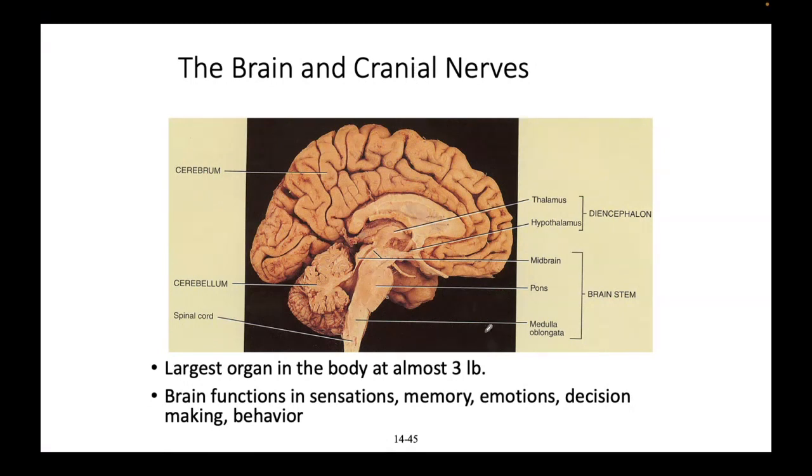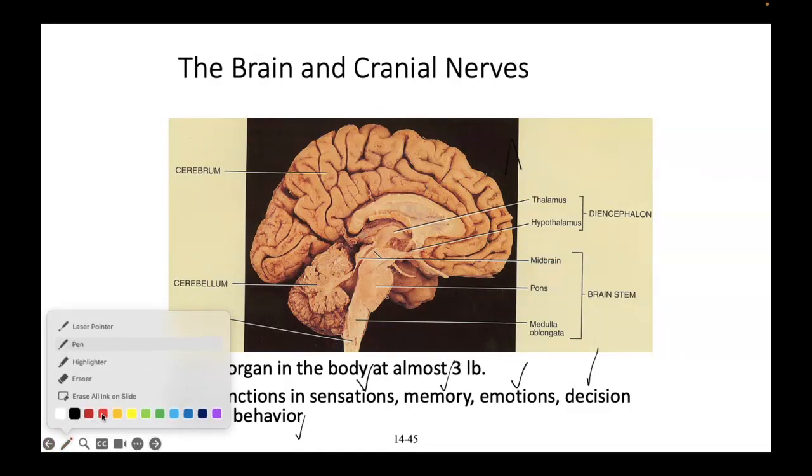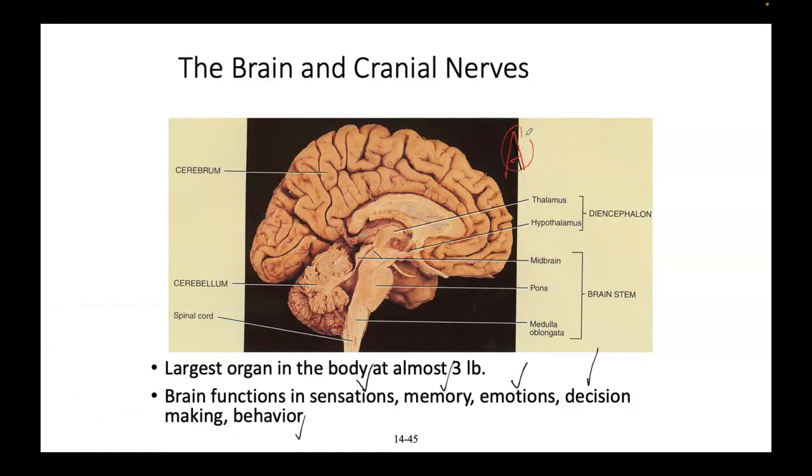So the brain's a pretty large organ. It weighs about 3 pounds, and it's involved in a lot of different important functions like sensations, memory, emotions, your decision making, and even your behavior. And this is just a cross section of the brain cut in half. This will be anterior on this side, and back here is posterior. Whenever you see the cerebellum back here, that's always posterior.